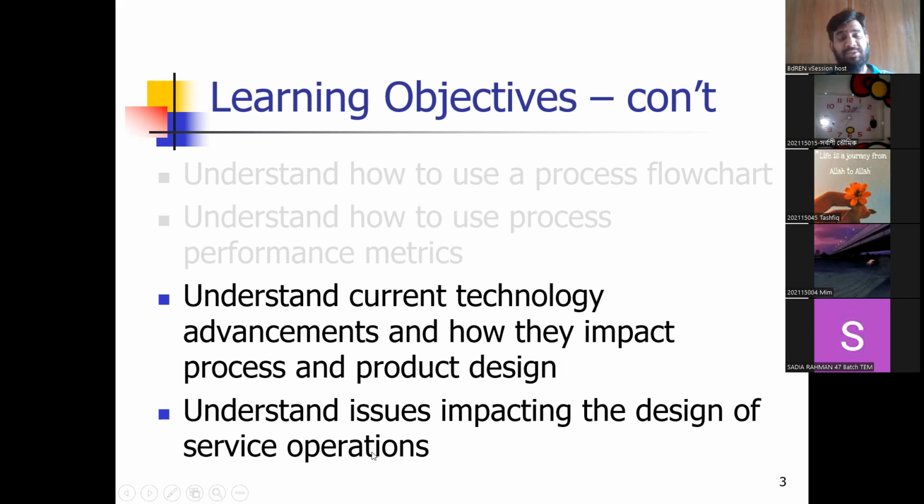Understand the issues impacting the design of service operations. Now service operations is a different issue, because there are two types of product. One is tangible product and other is intangible product. So in case of tangible product, the appearance is a factor, but in case of service operations, intangible product, appearance doesn't matter. You do not know what is the appearance. Say for example, if you check the website of Burex, what happens? The website is a nasty one. There is no sufficient information. So this service is very poor.